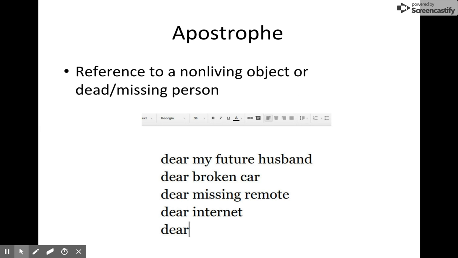The next is apostrophe. Okay, so I know if you study Latin, you probably have heard of this word. For those of us who haven't, and for those of us who just need a refresher, an apostrophe is a reference to a non-living or dead or missing person. Okay, so if you ever heard that Meghan Trainor song, Dear Future Husband, perfect example of apostrophe in a song.